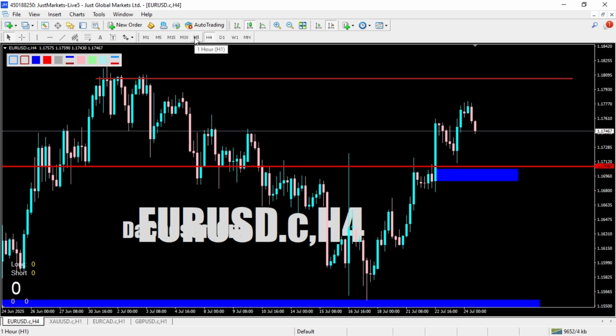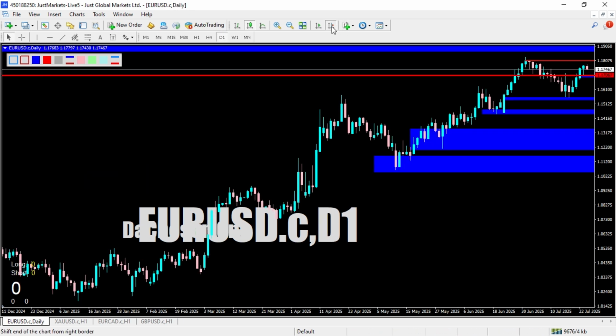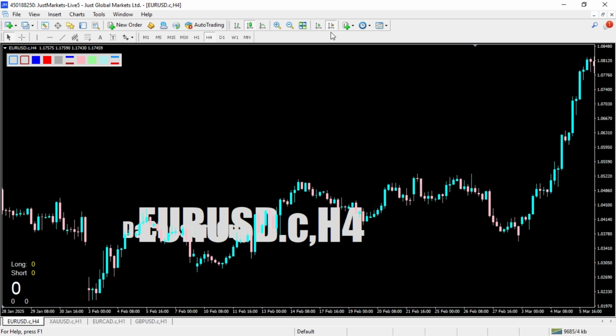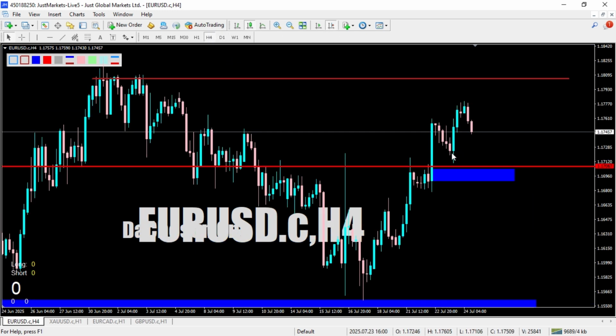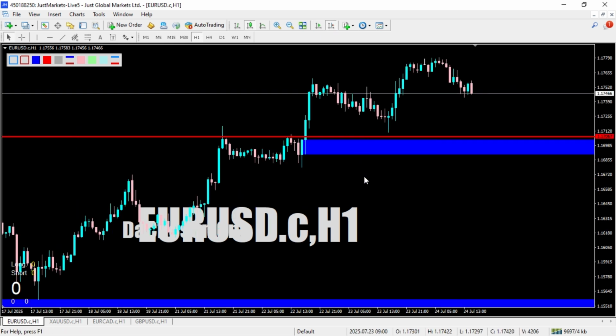So our entry, okay, let's first look at our confluences. Weekly time frame bullish, daily time frame bullish, H4 time frame bullish, H1 time frame bullish. Okay, this is our entry.